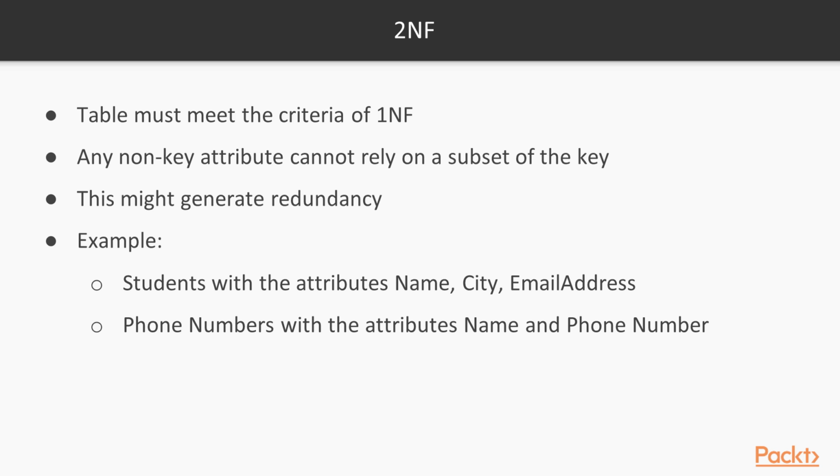Now, with respect to the second normal form, the table must meet the criteria of 1NF, and any of the non-key attributes cannot rely on a subset of the key. As a student might have several phone numbers, this model might generate many rows for one person, which is termed as redundancy. If, hypothetically speaking, name uniquely represents a student, the model should be students with the attributes name, city, email address, and phone numbers, with the attributes name and phone number.